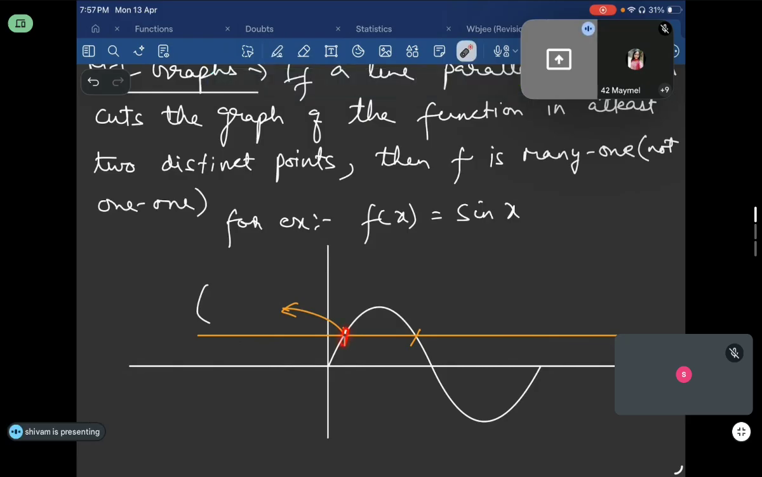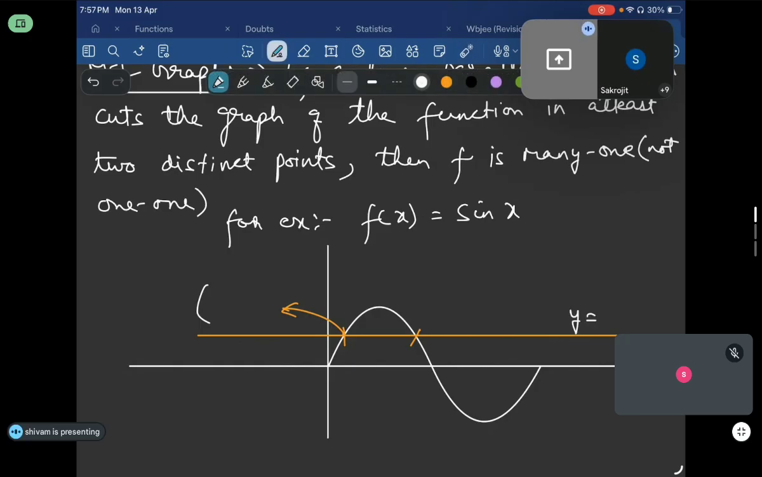Tell me, what are the coordinates of this point? Pi by 6, and y equal to half, 1 by 2. Quickly tell me, for what value of theta is sine theta equal to half? Pi by 6 comma 1 by 2. And what is the next one?